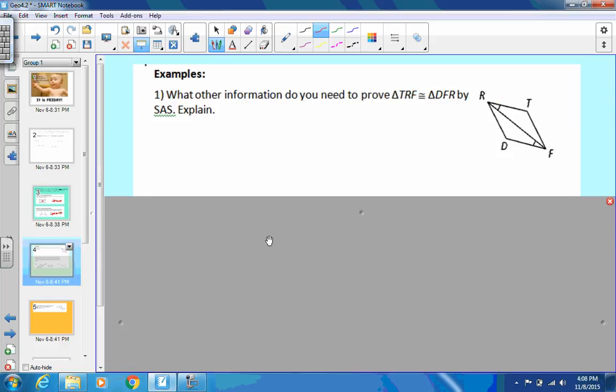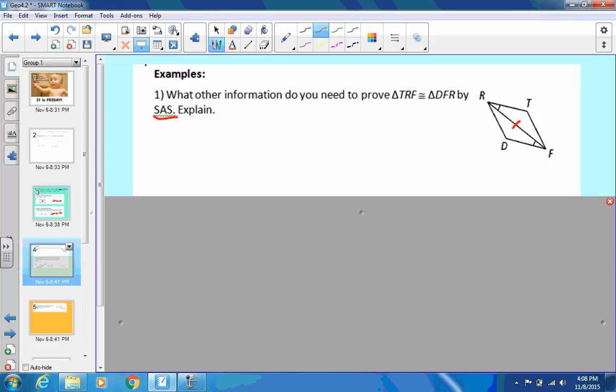First one, it says, what other information do you need to prove, in the picture on the right, the triangle TRF is congruent to triangle DFR by the side, side, side postulate. Sorry, side angle side. So it looks like we have a pair of congruent angles there. Looks like we also have a pair of congruent sides there because that is the reflexive property. They're the same, so they're congruent to each other.